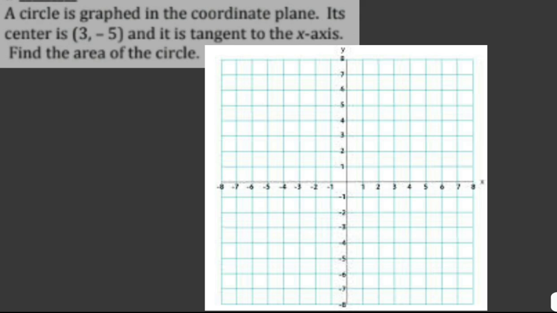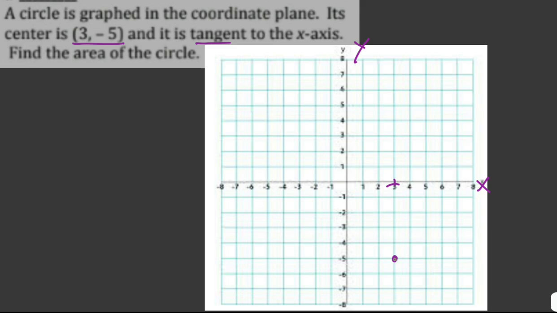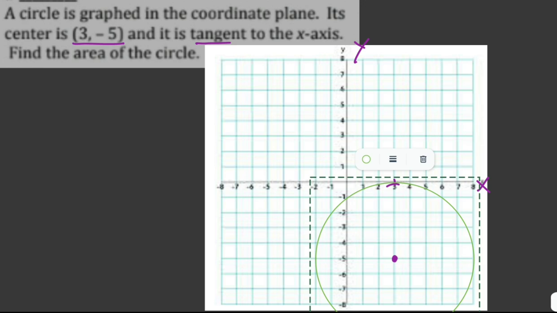Let's say this is our coordinate plane, and this is the x-axis, and this is the y-axis. It says here that the center of the circle is at (3, -5). So we have to plot that point. So this is (3, -5). So this is the center of the circle, and it is tangent to the x-axis. Tangent means it touches the x-axis here. So we need to draw the circle from the center so we can find the radius.